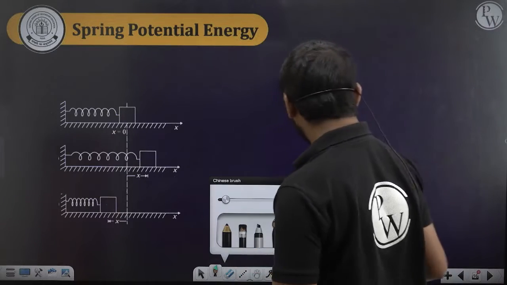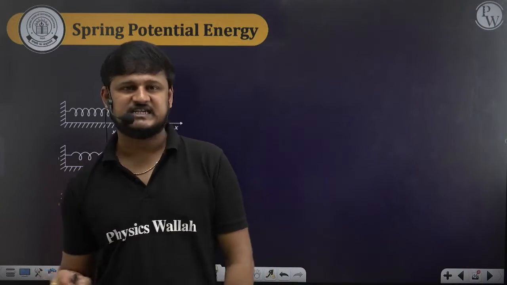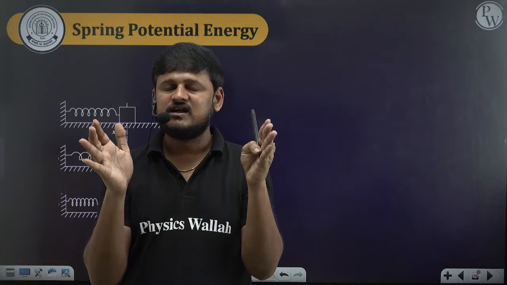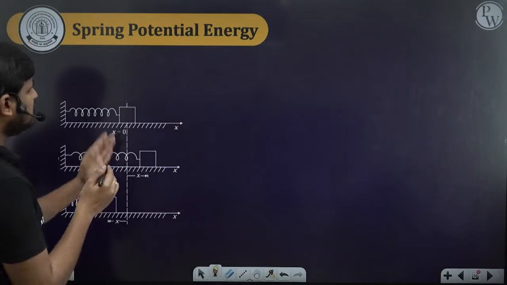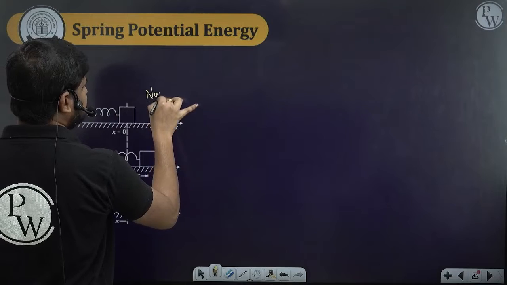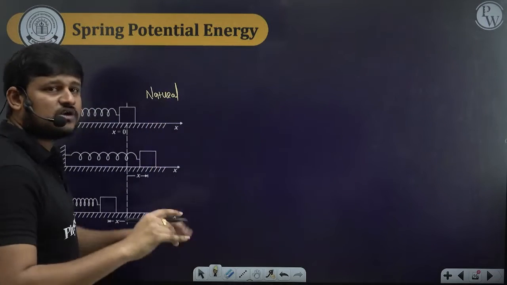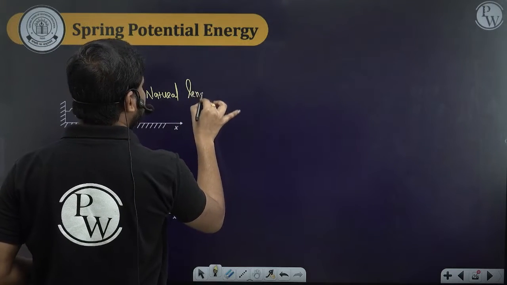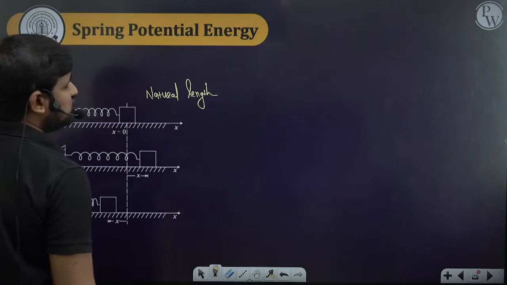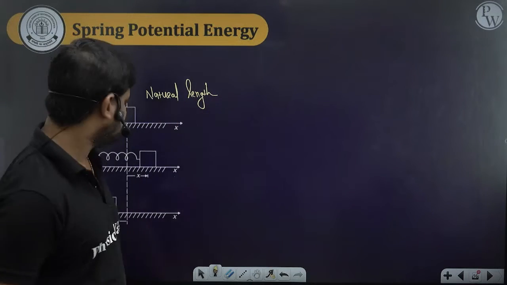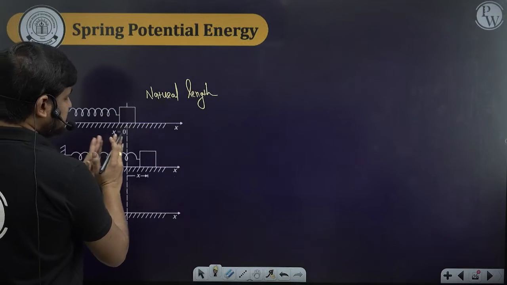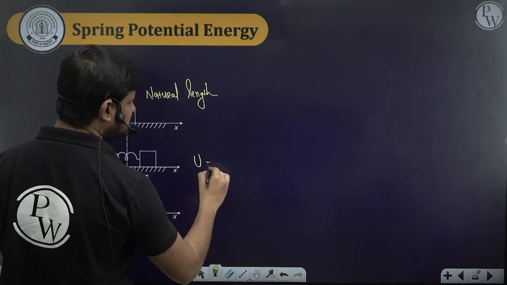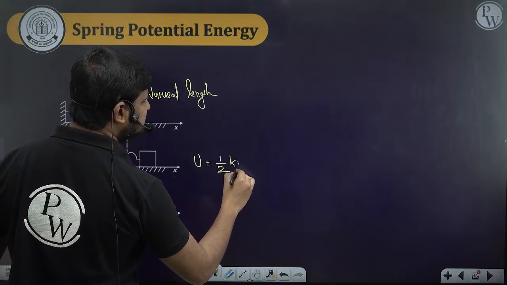Now let's move to the next concept, spring potential energy. Whenever a spring is at rest, at its natural length, that means it's not stretched or compressed, we consider its potential energy to be 0. If the spring is stretched by some distance x, then some potential energy will be stored in it. What is that potential energy? Half kx squared.